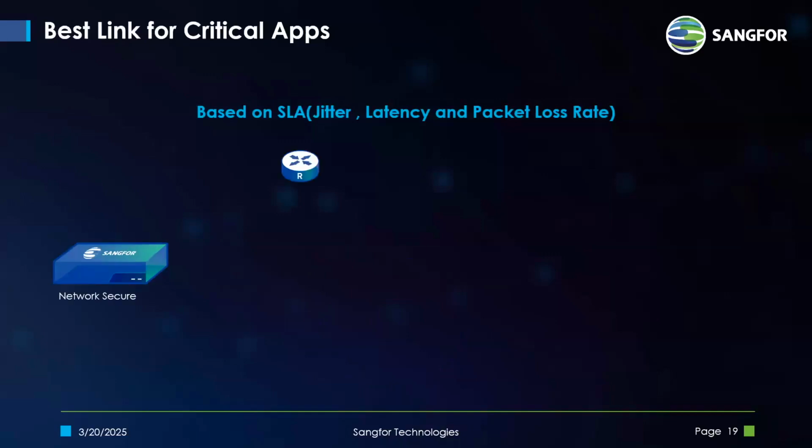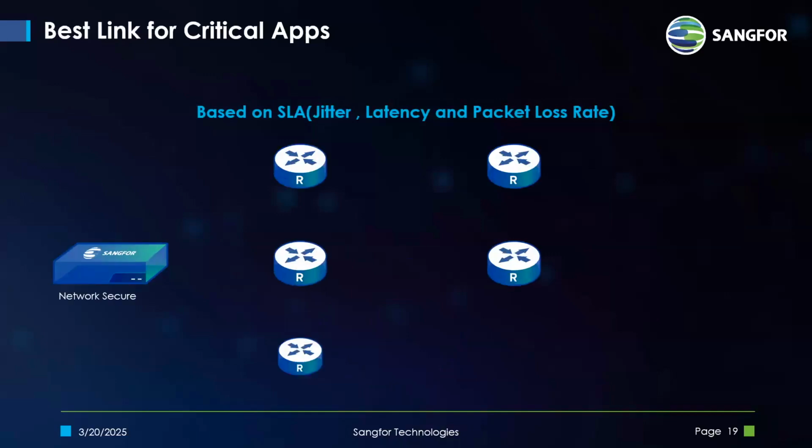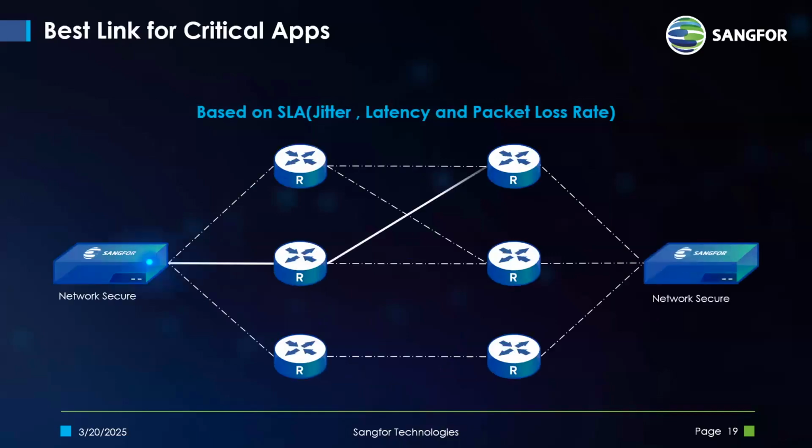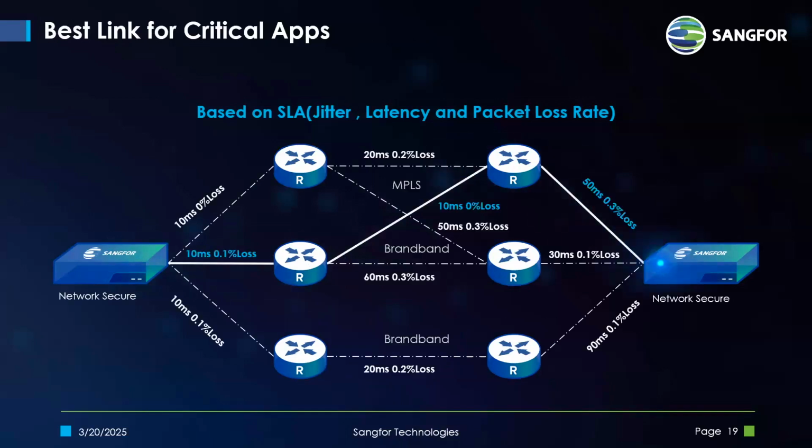Sangfor SD-WAN supports features like path selection based on link SLAs like latency, jitter, packet loss, or by application, service, source and destination IP, or session-based path selection. It also supports path failover and link load balancing.